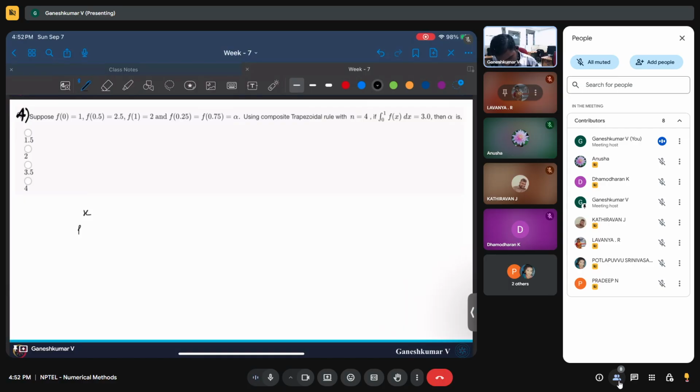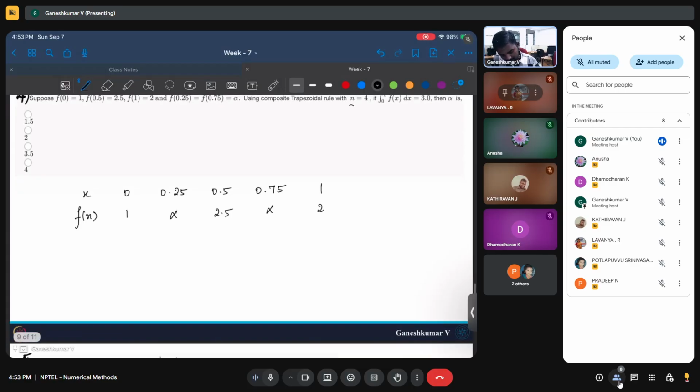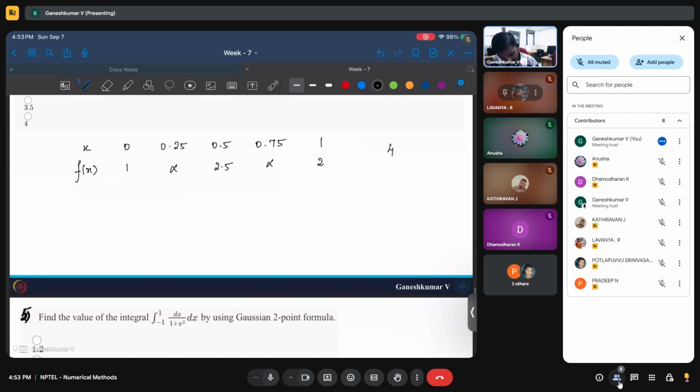So you have x and you have f of x, and x varies as, in ascending order: 0, 0.25, 0.5, 0.75, and 1. For 0 it's 1. For 0.25 and 0.75 it's alpha, so I'm just going to write this as alpha. And for 0.5 and 1 it's 2.5 and 2. This is 2.5 and this is 2. And you have 4 intervals, which is also right.